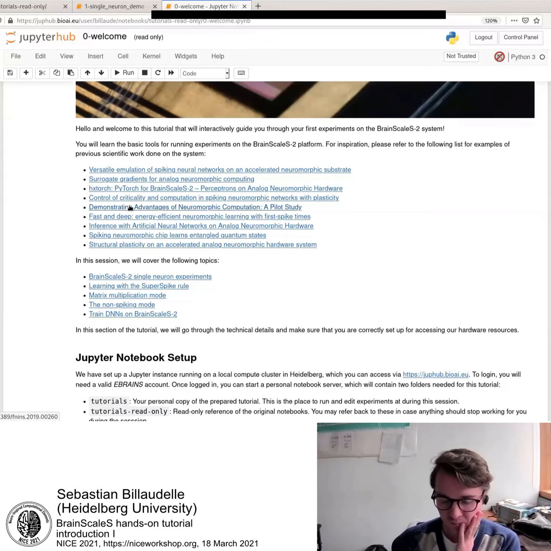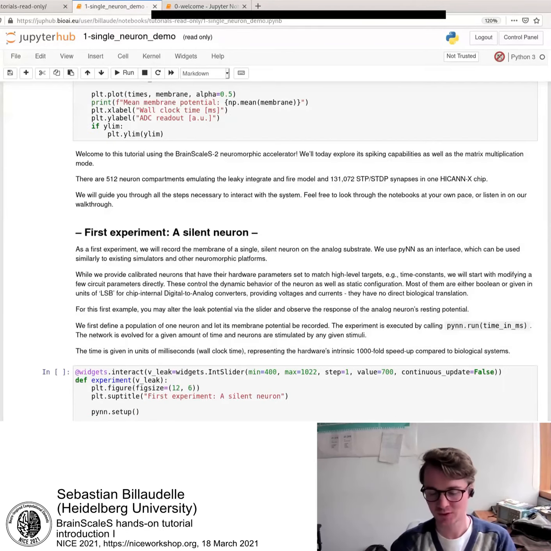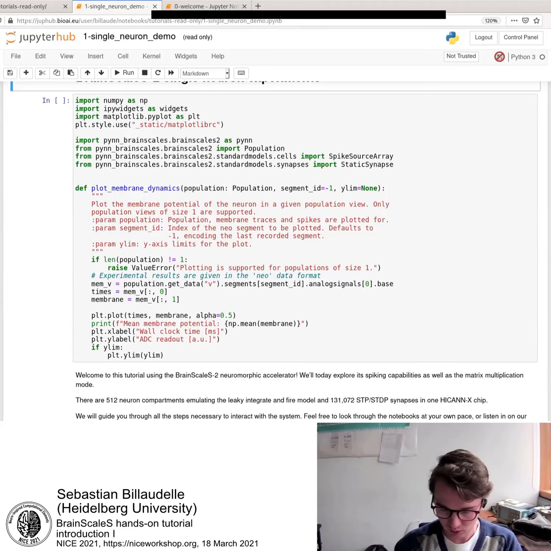Okay, so in this part of the tutorial, you will learn how these analog neuron circuits on BrainScaleS 2 behave, and how to set them up.